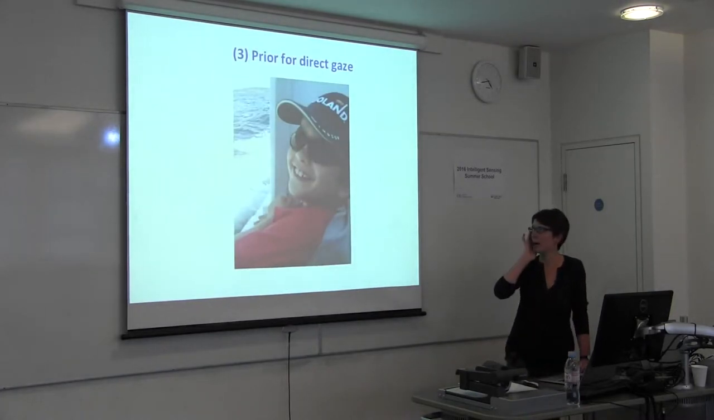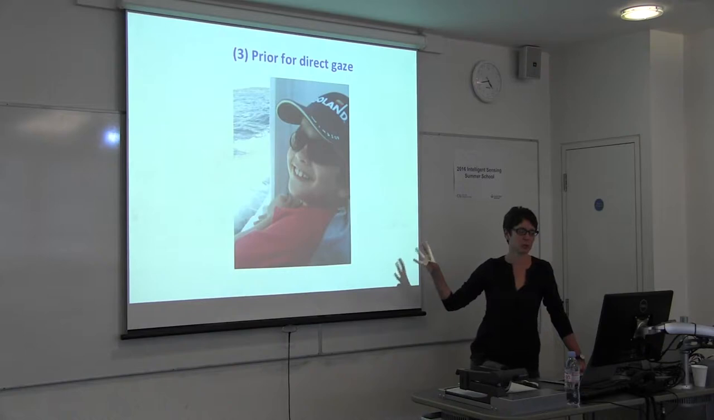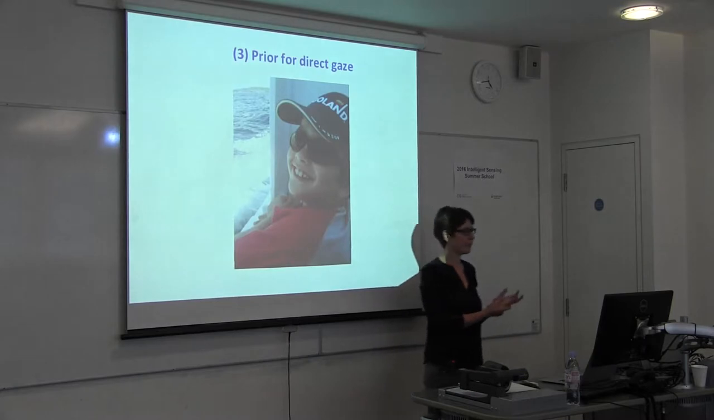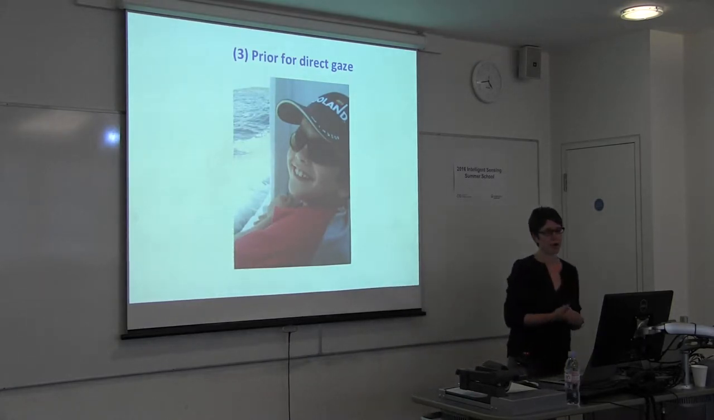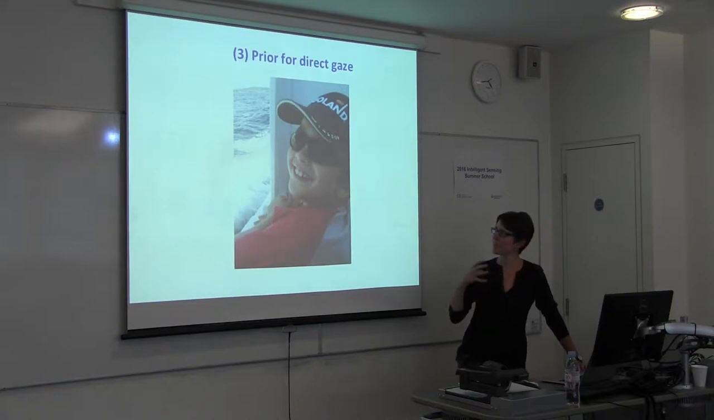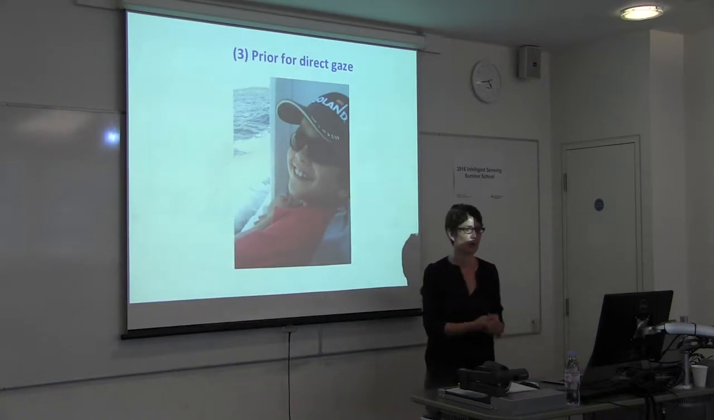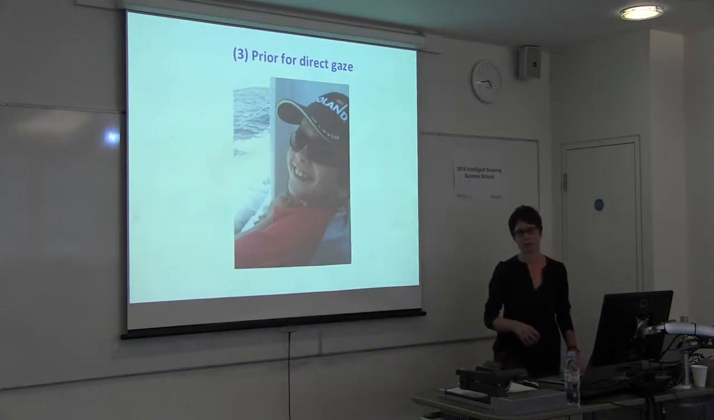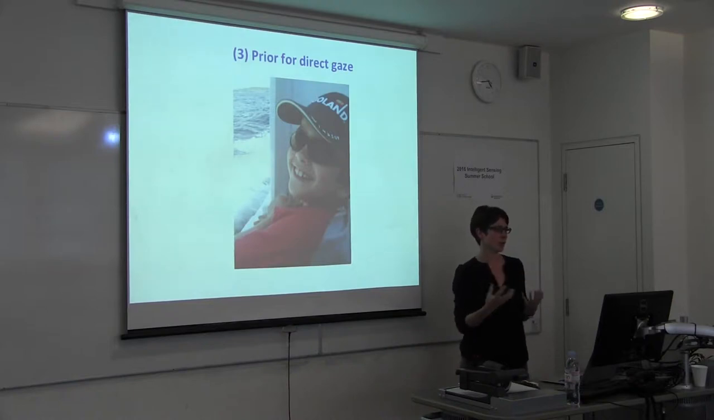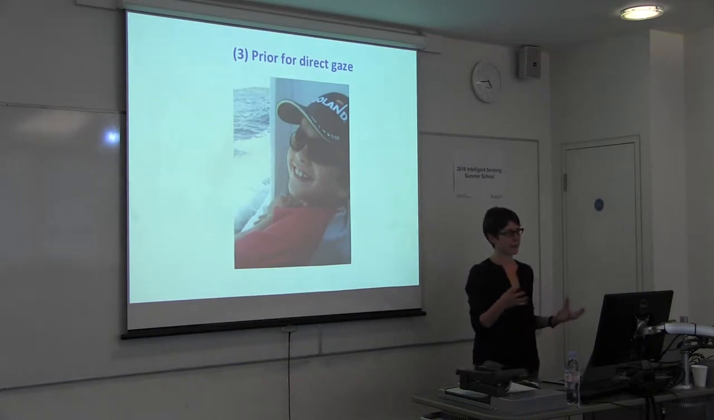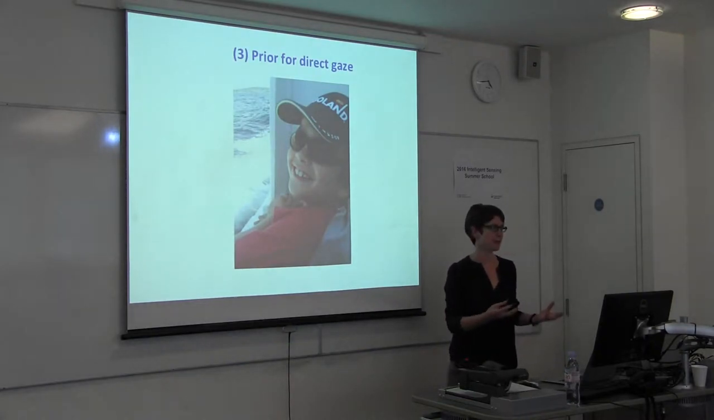And the final bit that I will talk about, the spatial properties of gaze, is work that we've done to look for whether we have a prior assumption that gaze is directed towards us. So in vision, there's a growing interest in applying a Bayesian framework to understanding how we see things in the world. The idea is that our prior experience will lead to certain expectations about how things look, and this will influence the way we see things.